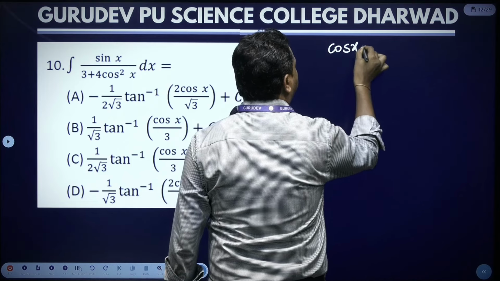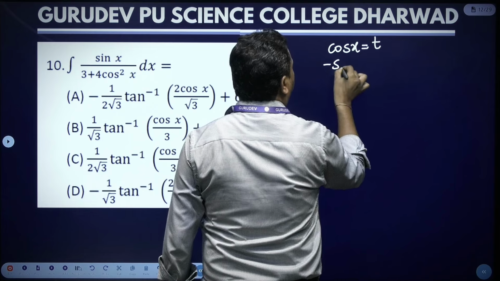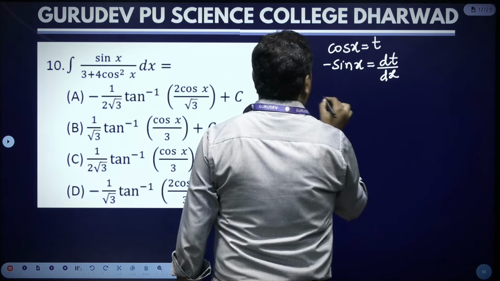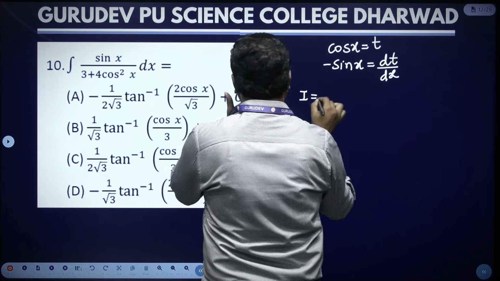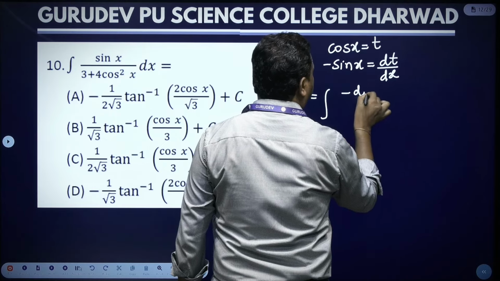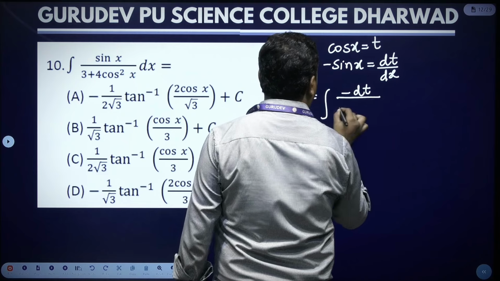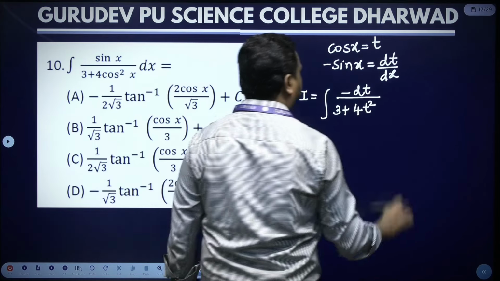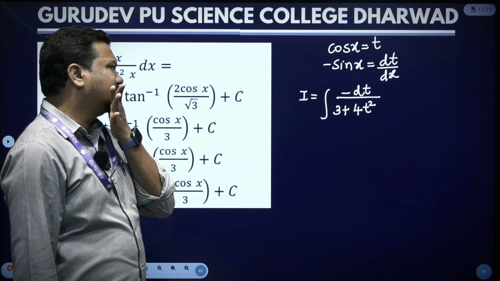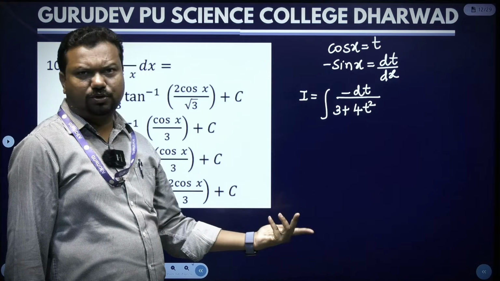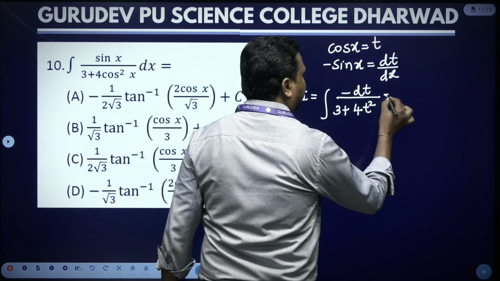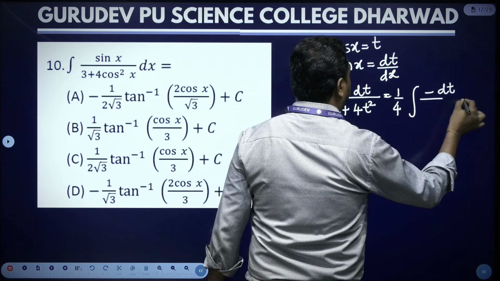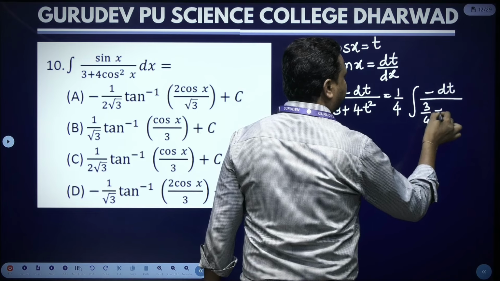I will go for the substitution, put cos x equal to t, therefore minus sin x is equal to dt by dx. Hence, the problem changes. What does it change to? Integral of minus dt divided by 3 plus 4 cos square x, that is t. Done? After this, you can solve it in 2 or 3 ways. You can take 2t whole square, or take 4 common from the denominator. You can take 4 common from the denominator. Right? Integral of minus dt divided by 3 by 4 plus t square.